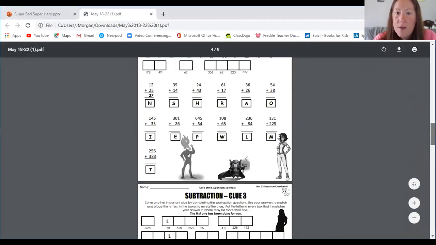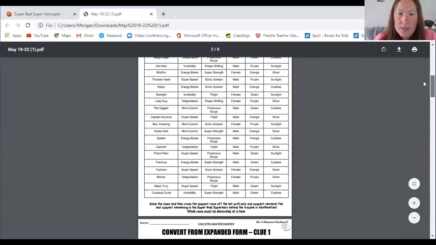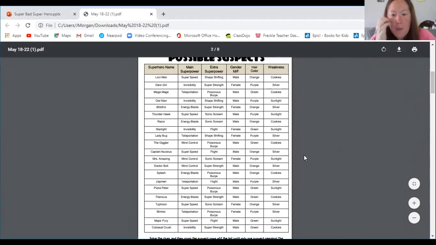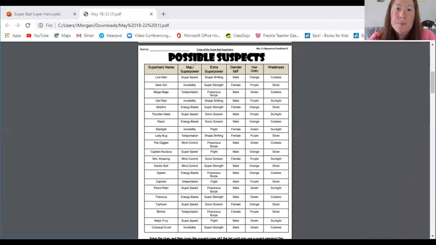Let's go ahead up to our suspect page. All right, perfect. So now we need to go to the top of our list. Superhero name, not what I'm looking for. Main superpower, nope. Extra superpower, nope. Gender, already did that, nope. How about hair color? All right, so remember, anything other than green, we cross off. So, Lion Man, goodbye.